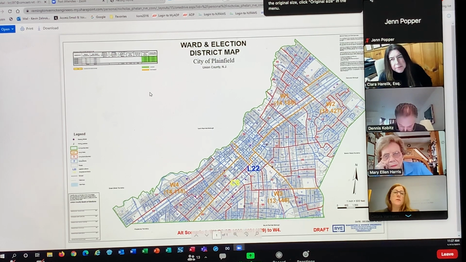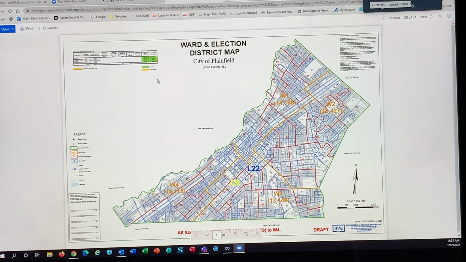Yes. Okay, well, when we ran the numbers for the reallocated census 2020 population data, the city of Plainfield has 54,873 total population spread over 4 wards. The average between the 4 wards is 13,718, which is the mean that we're looking for.